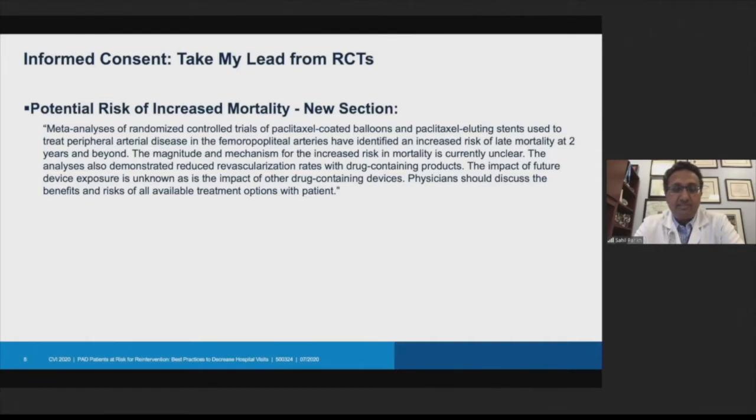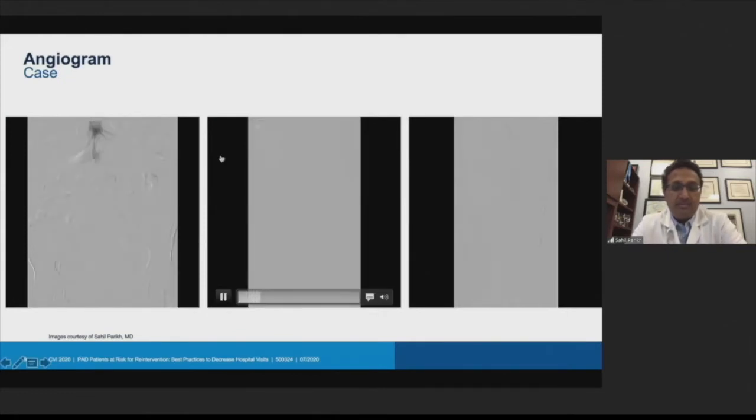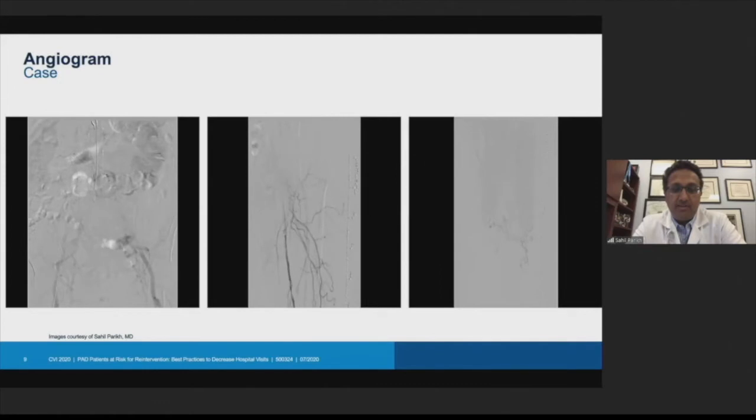The analyses also demonstrated reduced revascularization rates with drug-containing products. The impact of future device exposure is unknown, as is the impact of other drug-containing devices. Physicians should discuss the benefits and risks of all available options with the patient. So we have used language like this in our consent forms, but more importantly, we just have the dialogue with the patient. So this is our patient when she came to the lab for her procedure.